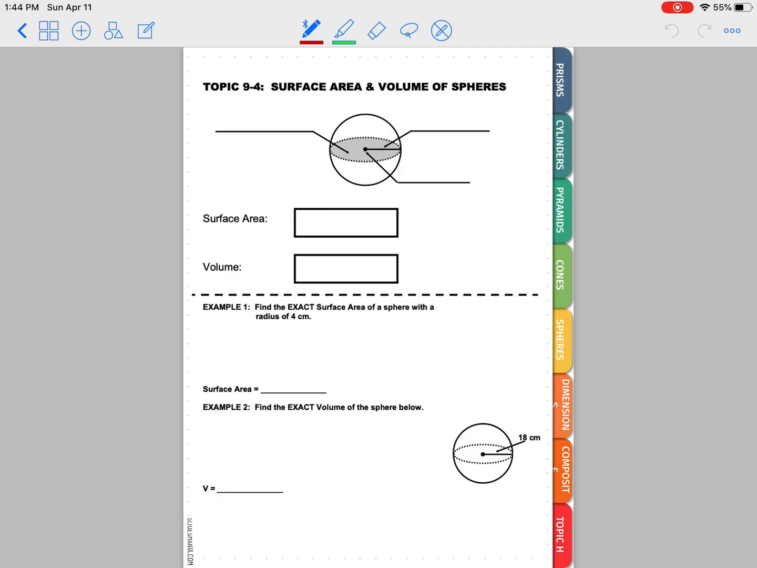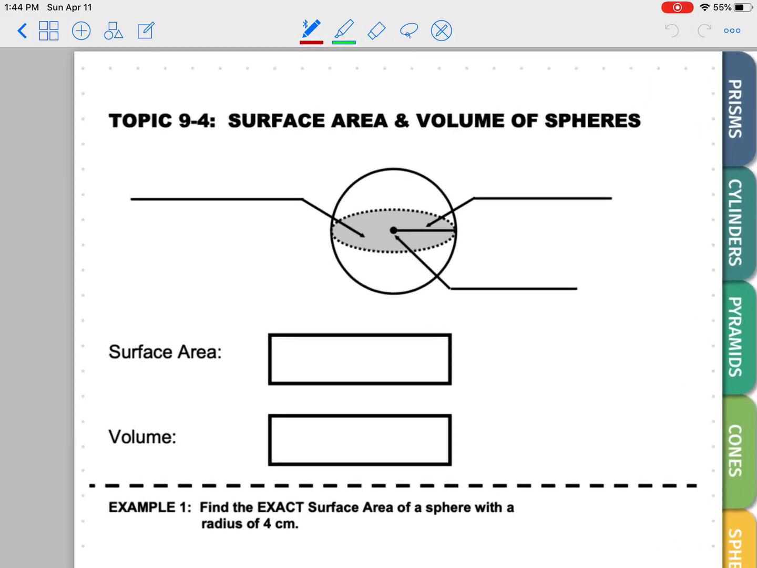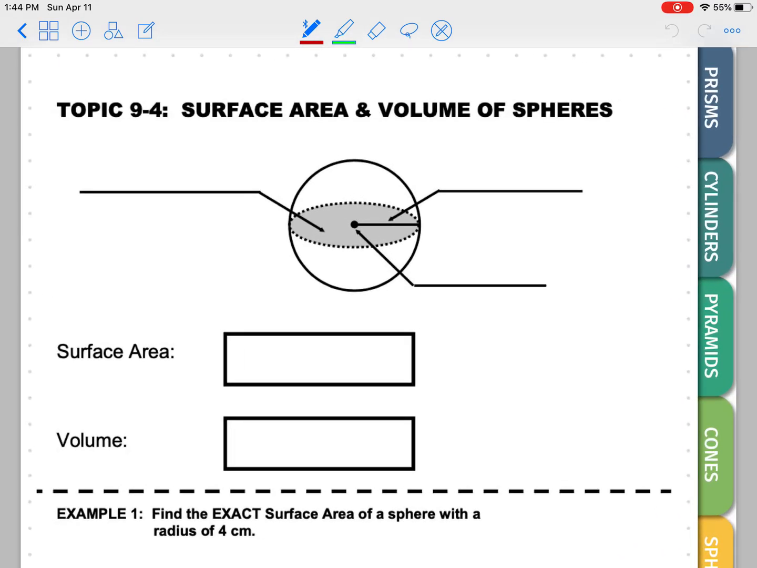Okay, now for spheres. Spheres are super easy because they only have one variable to worry about. So let's go ahead and talk about our parts of a sphere. We know that we have a radius. This is your center. And this is what we call the great circle. It's kind of like the equator of the Earth.